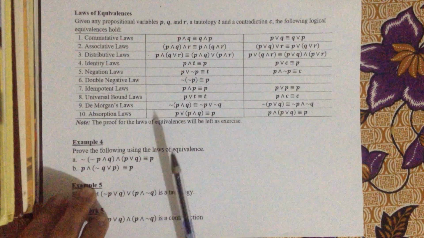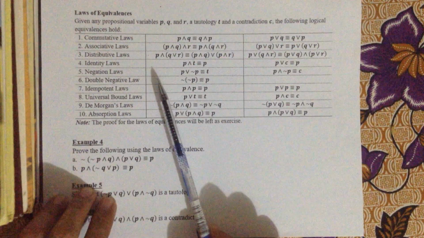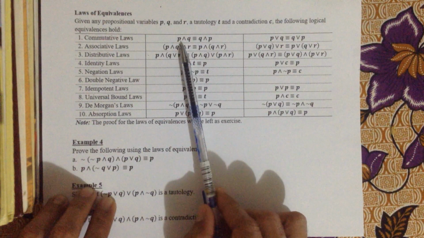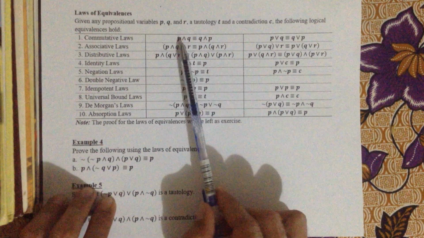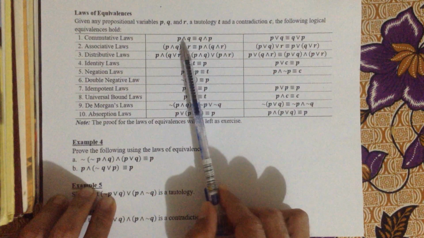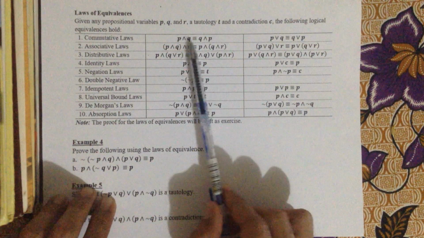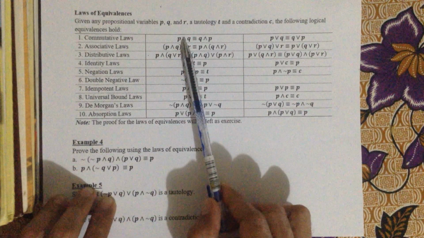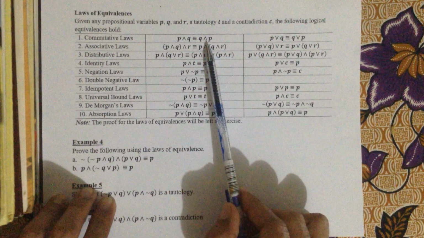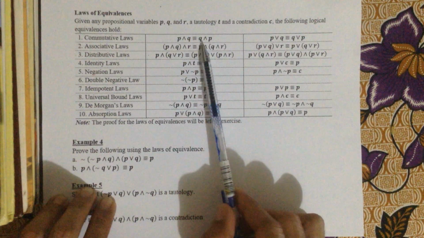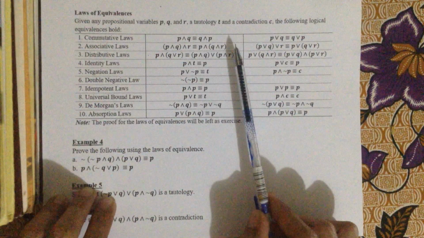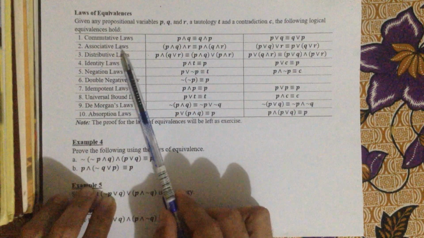Other important laws of equivalence are the commutative laws, which says that the two propositions commute or can be interchanged over the and. Okay, so P and Q is equivalent to Q and P. Also, P or Q is equivalent to Q or P. Then we have the associative.